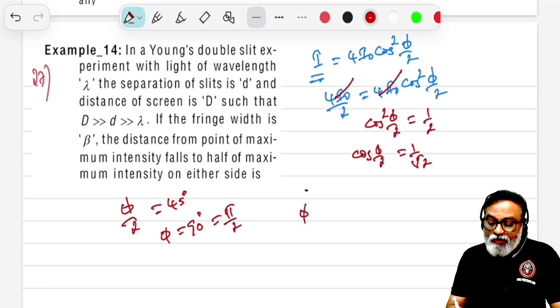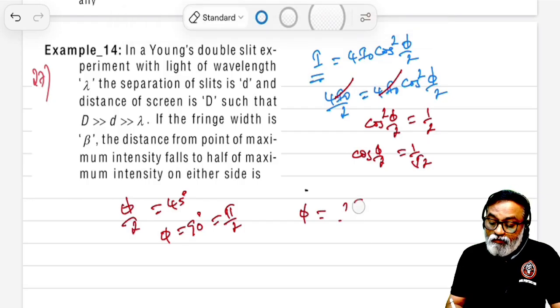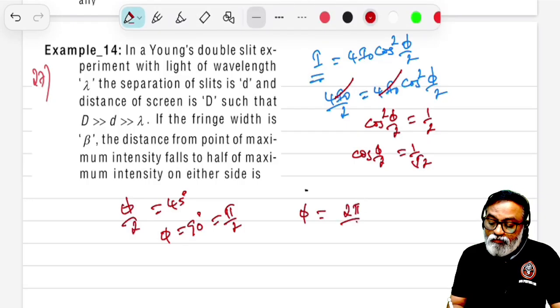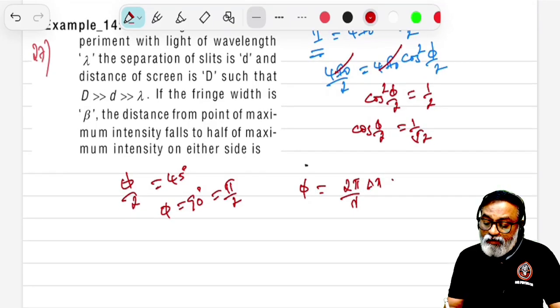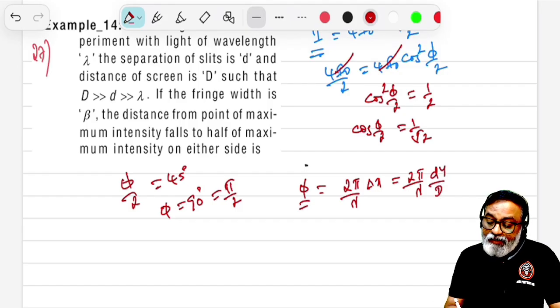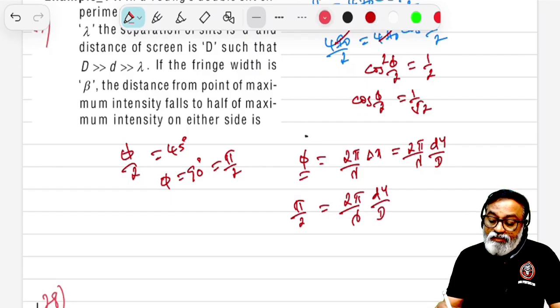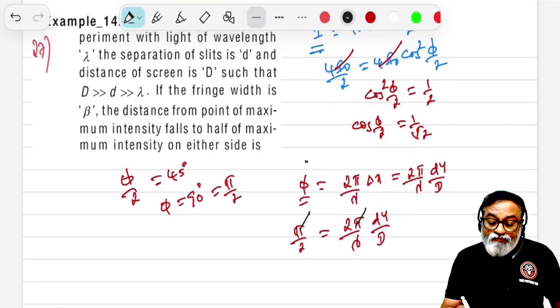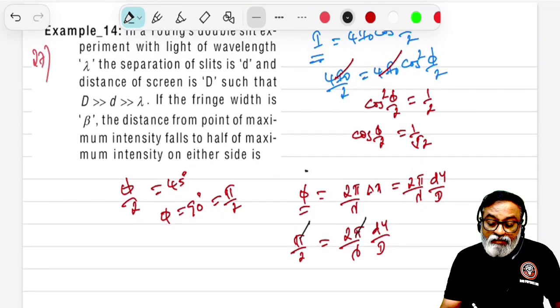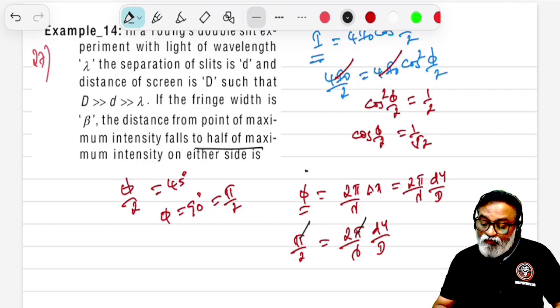Therefore, from this, phase difference is equal to 2 pi by lambda into delta x. Here, delta x is equal to d y by D. But phi is pi by 2, so that is equal to 2 pi by lambda into d y by D. From this, here pi gets cancelled. We have to find out, if the fringe width is beta, the distance from the point of maximum intensity where it falls to half. We have to find out y here.